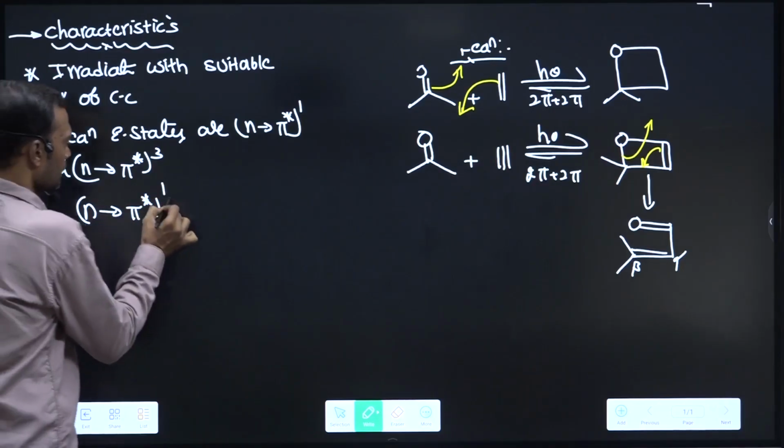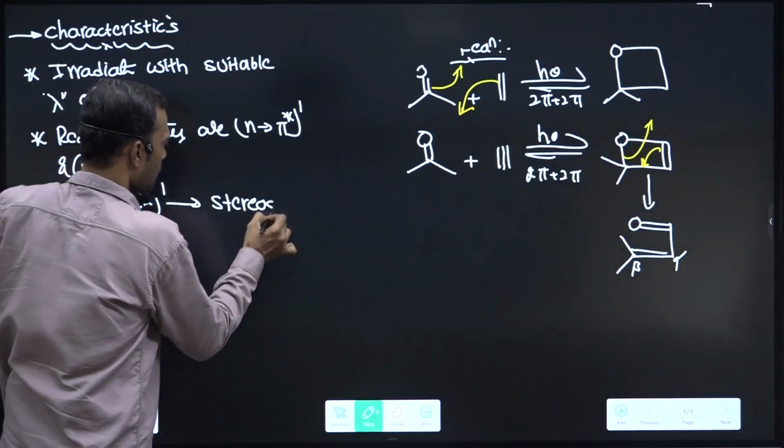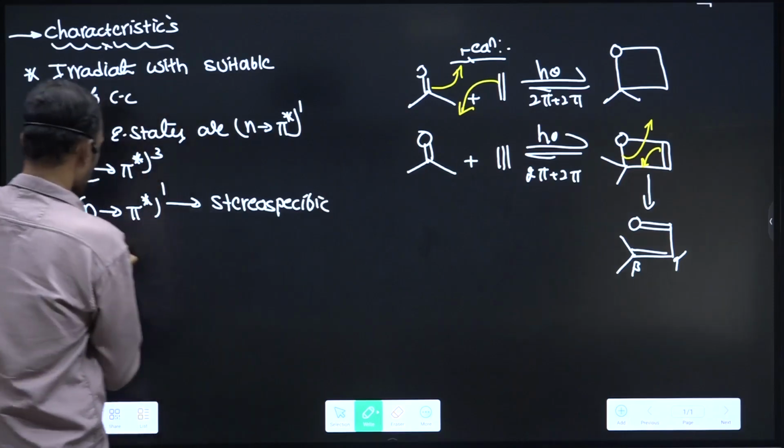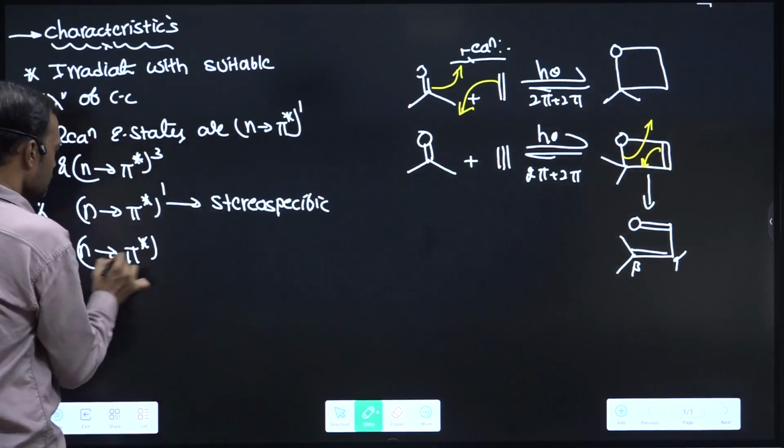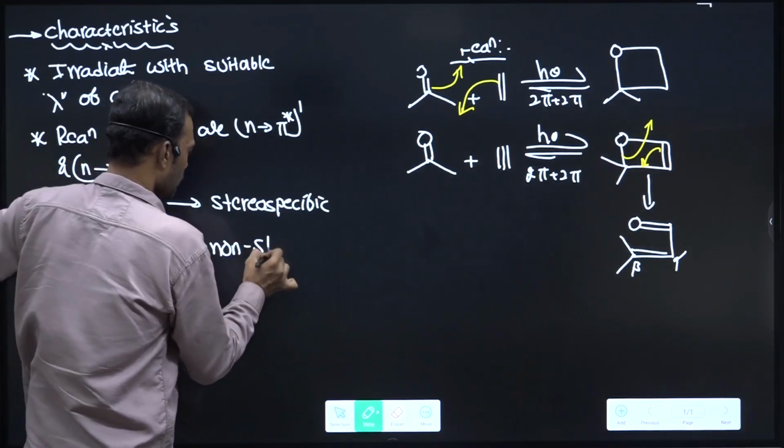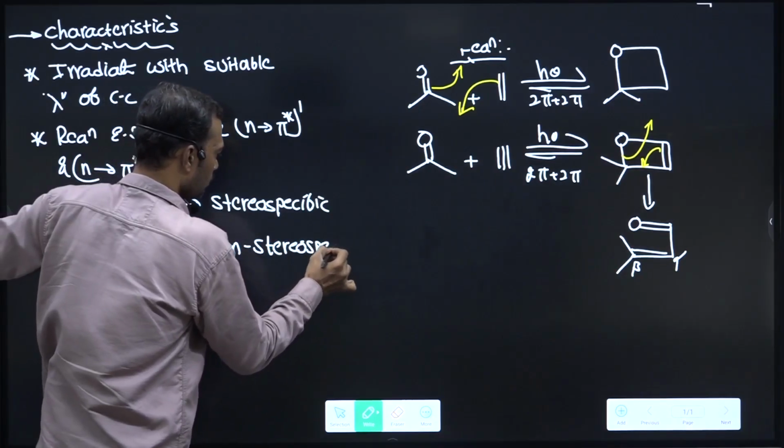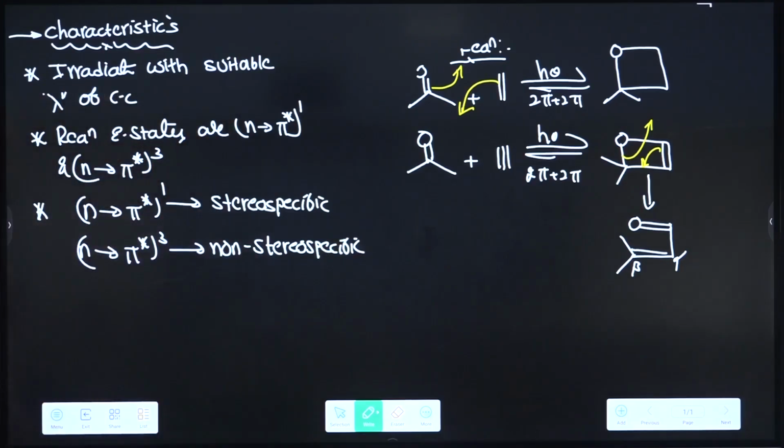The n-π* singlet is stereospecific, and the n-π* triplet is non-stereospecific. Stereospecific and non-stereospecific. The n-π* singlet is stereospecific every time, and the triplet is non-stereospecific.